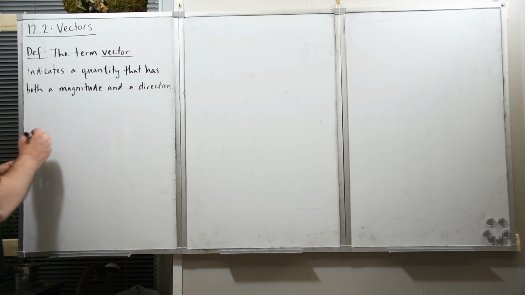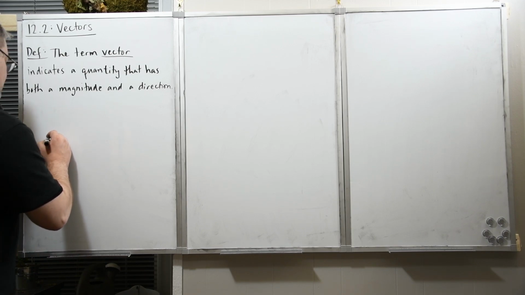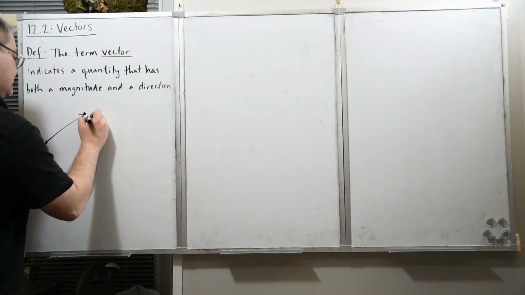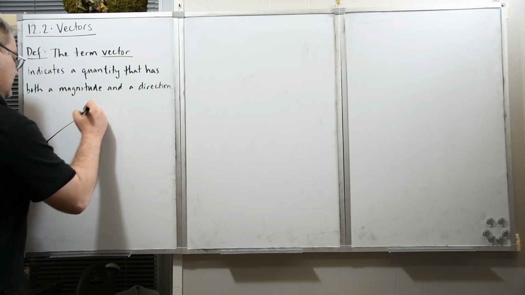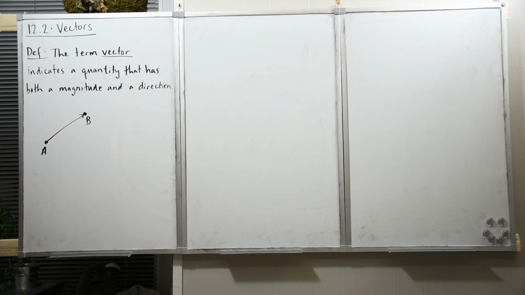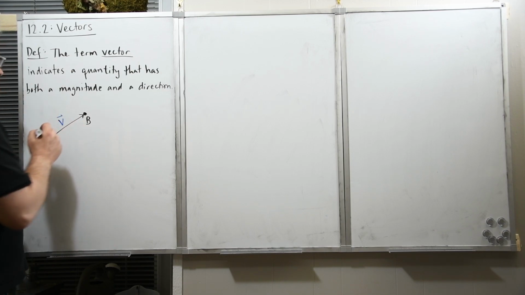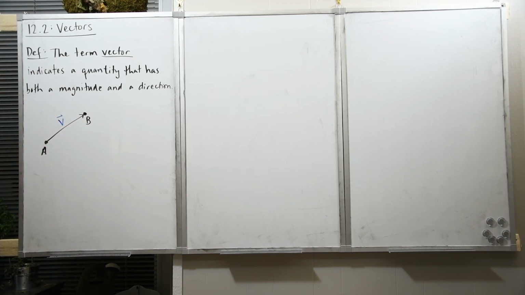So for example, you might have a vector like so. We have a point A here and a point B there, and it looks like this directed line segment is going from A to B. Now, we could refer to this as the vector AB, or we could refer to it as the vector v, and we'll put an arrow above the v to indicate that yes, this is a vector.